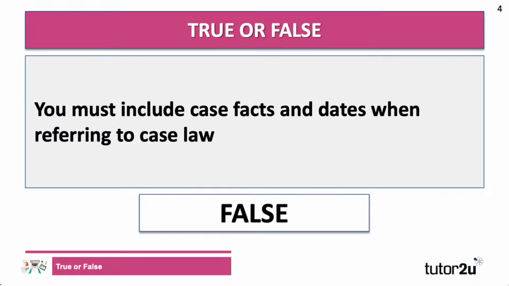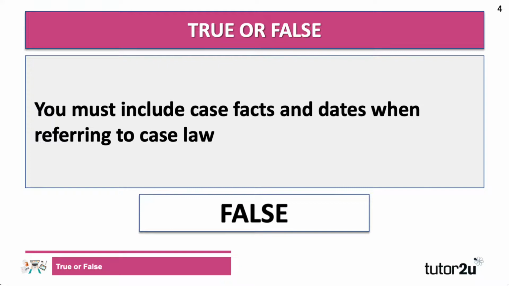You do not have to mention case facts unless the facts are actually relevant to the point that you are making. So, for instance, if you were referring to statutory interpretation as an example, sometimes the case facts are necessary for you to explain the legal principle. But a lot of the time, you don't need to say what happened in detail if you just need to explain the legal principle.